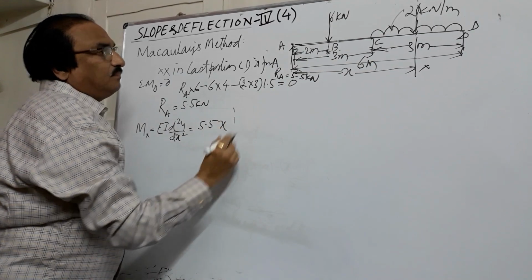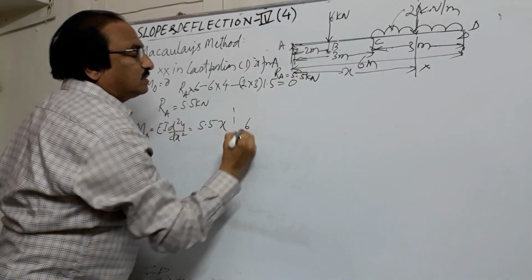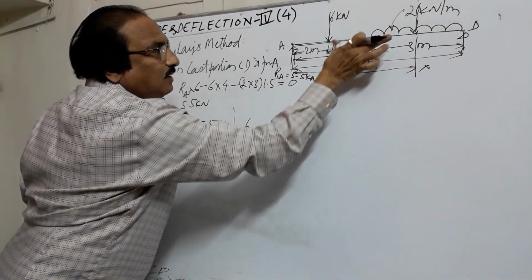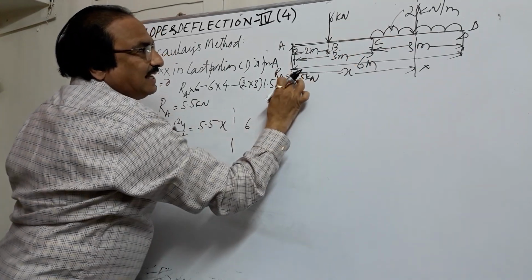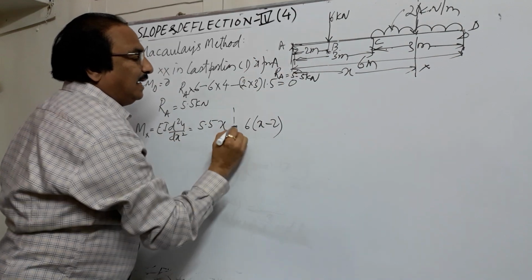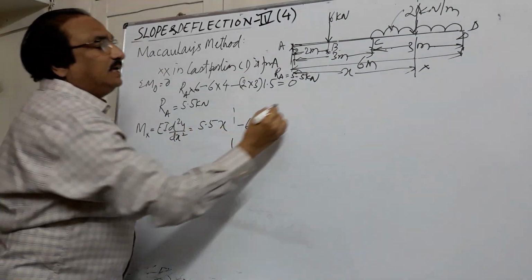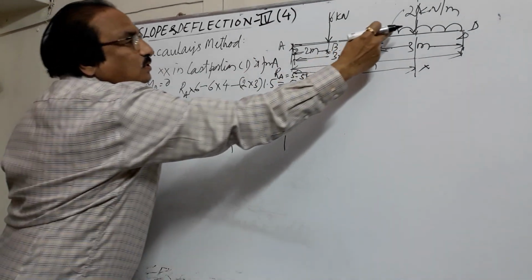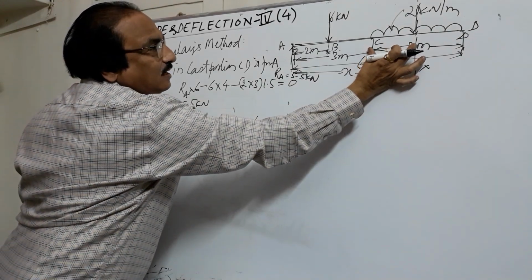Then I will go with the second load, 6, whose perpendicular distance will be this distance. Up to here it is x minus 2, anti-clockwise. Then I will come to this UDL, which is acting at the section.